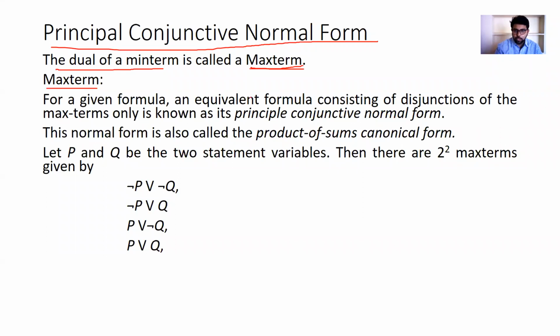Ichina formula, okay, a given formula that is equivalent, consisting of the maximum terms. That is a product of sums canonical form. The normal form is also called the product of sums canonical form. Okay, let's consider P and Q are the 2 variables. That is 2 power 2.